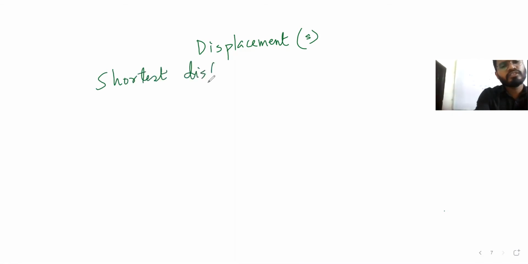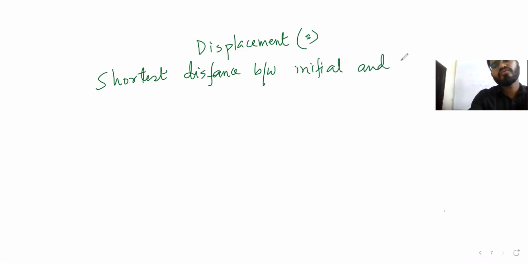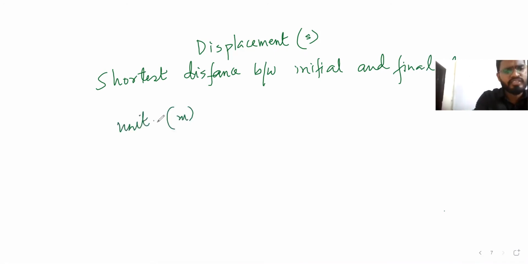So displacement is the shortest distance between initial and final point. The unit again is meter, meters only, right? That we learned. Obviously it is a vector quantity because direction is specified from initial to final. So it is a vector quantity.